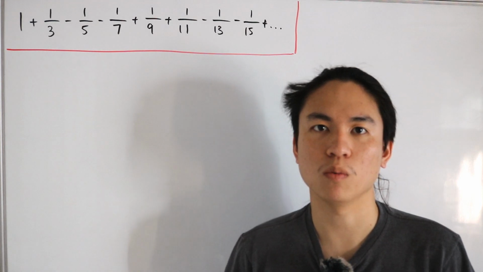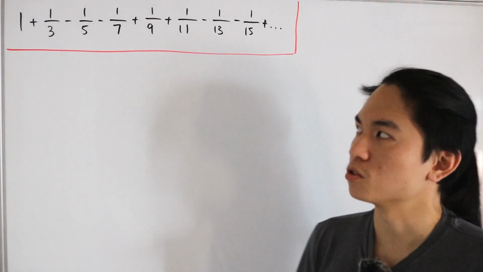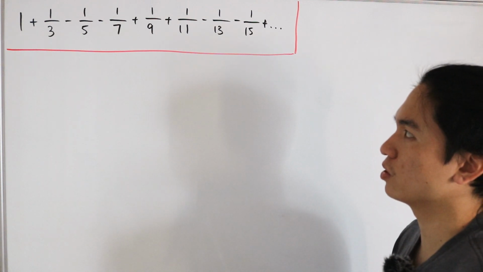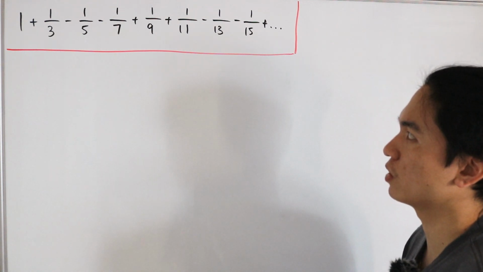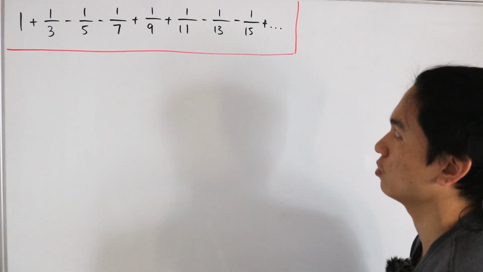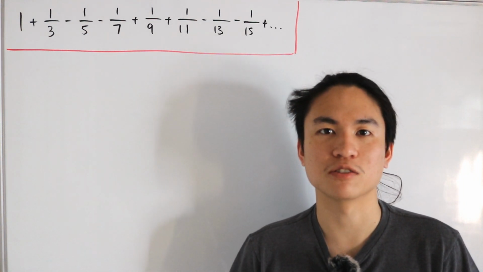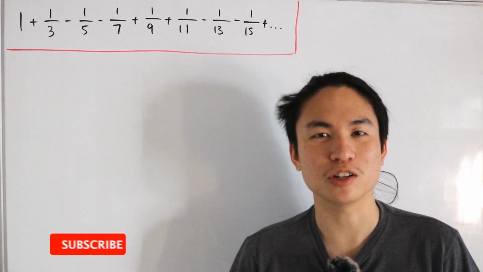Okay, so we'll go back to another video. So here we have a sum that we want to calculate. We have 1 plus 1 over 3 minus 1 over 5 minus 1 over 7 plus 1 over 9 plus 1 over 11 minus 1 over 13 minus 1 over 15 plus so on and so forth. Now you might be asking yourself, didn't you already do a video on this before?